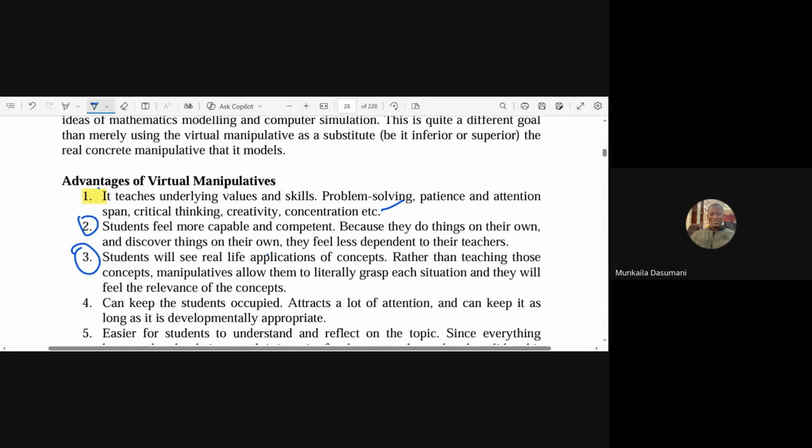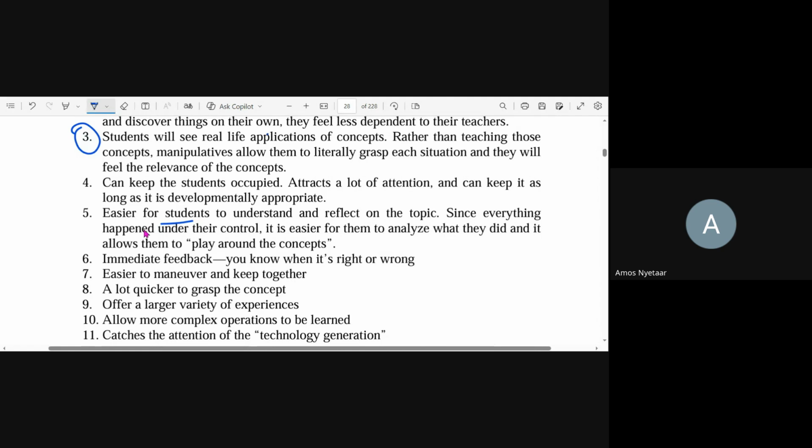Okay, let's go ahead. Point 6. So point 6 says that immediate feedback, you know when it is right or wrong. As you explained, using the pan balance, when students are using that as a virtual manipulative, anytime that they put in values, whether they are comparing or showing which one is greater or lesser than the other, they get immediate response or feedback as to what they want to do. And with that, it will motivate them to learn more. Okay. Thank you very much. I think that is well explained.